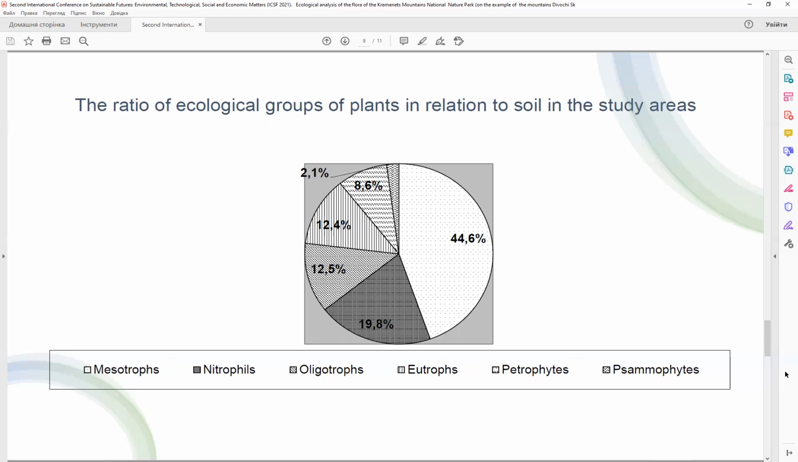Depending on the autoecological characteristics of plants in relation to the gross chemical composition of the soil, the following ecological groups have been identified in the study area. You can see them on the slide. The most numerous are mesotrophs. Plants are moderately demanding on soil nutrients. This includes 44.6%. This includes Picea abies, Populus alba, Lilium martagon, Ferulago sylvatica, Festuca ovina, Bromopsis inermis, and others.